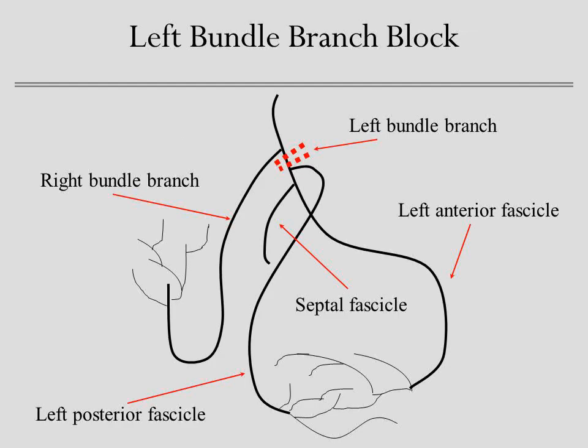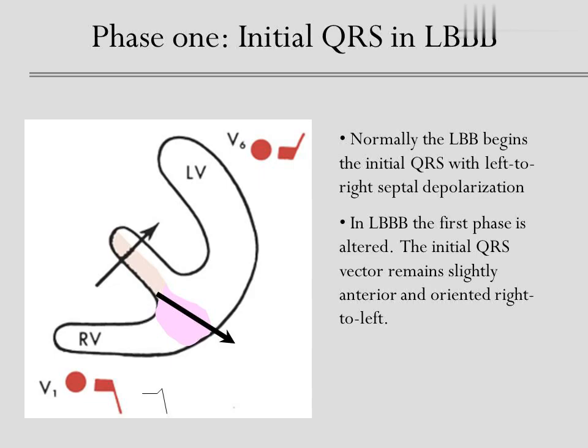Left bundle branch block. Right bundle branch. Left anterior fascicle. Septal fascicle. Left posterior fascicle. Phase 1, initial QRS in LBBB. Normally the LBB begins the initial QRS with left to right septal depolarization. In LBBB the first phase is altered. The initial QRS vector remains slightly anterior and oriented right to left.